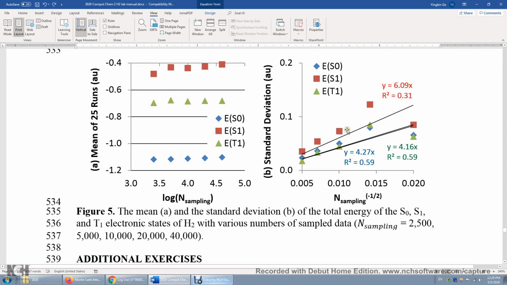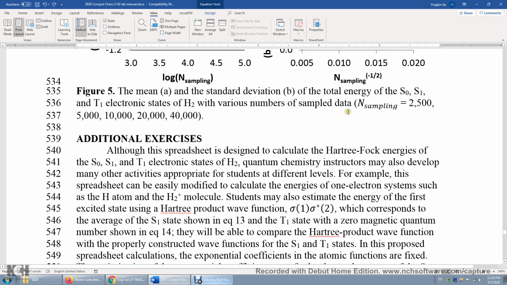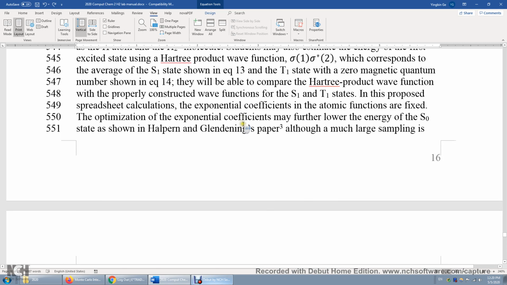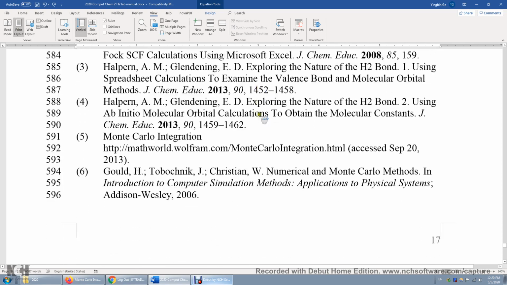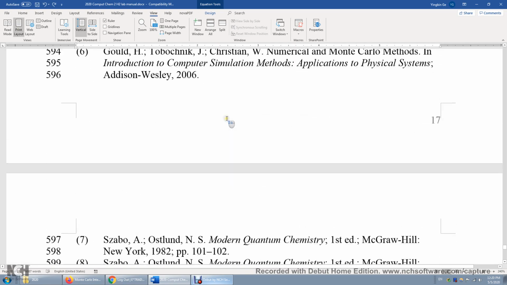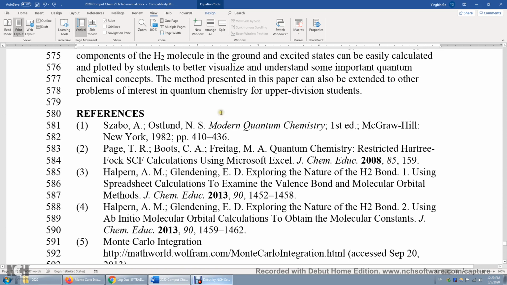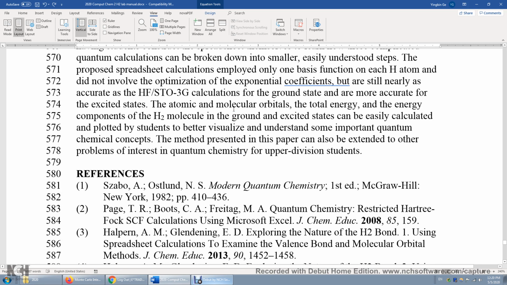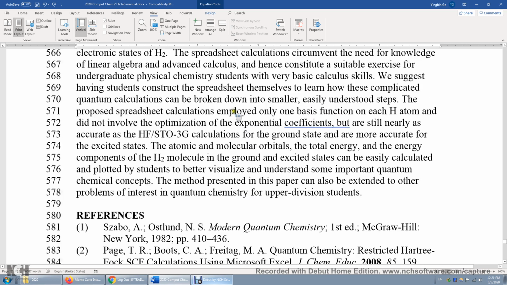Here there are some statistics. Don't worry too much about this, but I did the calculation with fewer sampled data and more sampled data. If you sample more data, you get a more accurate result. The reference is okay. Anyway, at least please browse this paper, and if you have time, read the paper carefully, and you will be able to understand the lab.